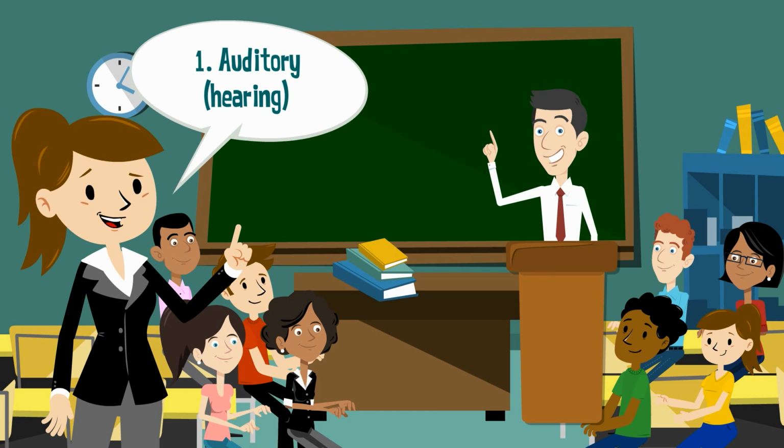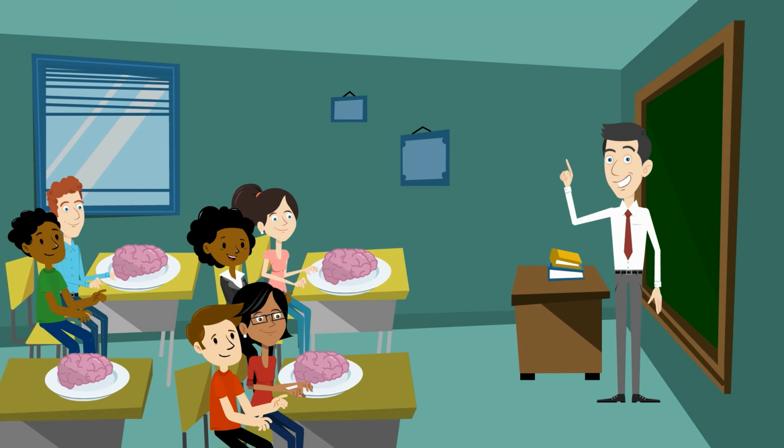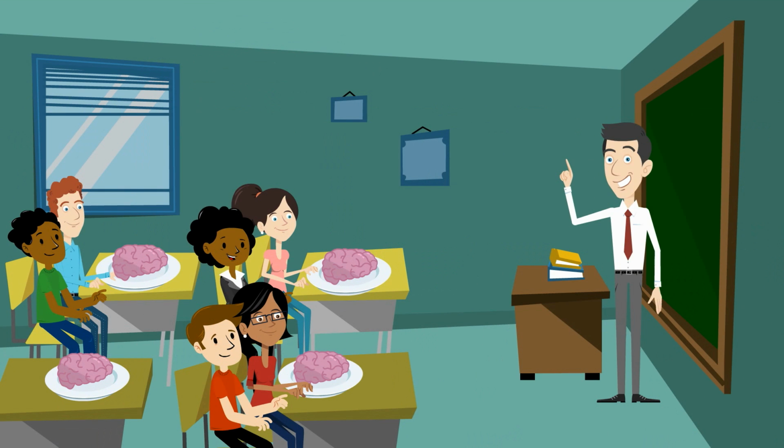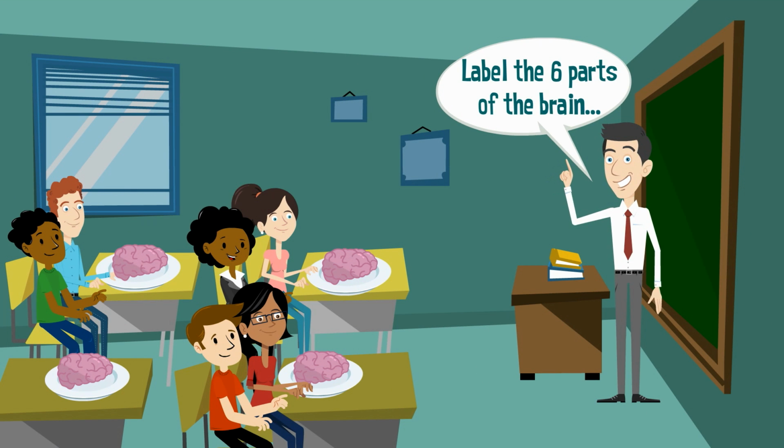Some people are auditory learners, which means they learn best by hearing. These learners understand new information the best when someone explains it to them, such as listening to a teacher in class. Other people are kinesthetic learners, which means they learn best by doing. These learners understand new information the best when they experience it firsthand by doing something that involves movement, such as taking notes or practicing it themselves.